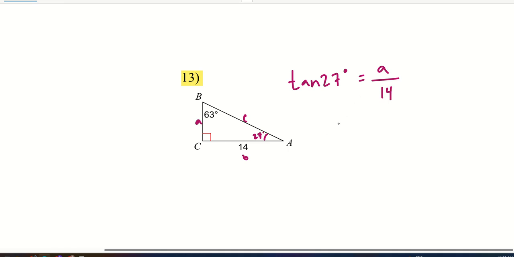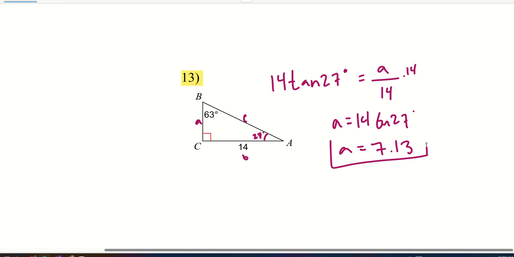So to find little a, I just multiply both sides by 14. A is equal to 14 tangent 27. Make sure your calculator is in degree mode. I started typing that in and my calculator was in radian mode. 14 tangent of 27 degrees, we get 7.13. It doesn't have units, so I don't need units.